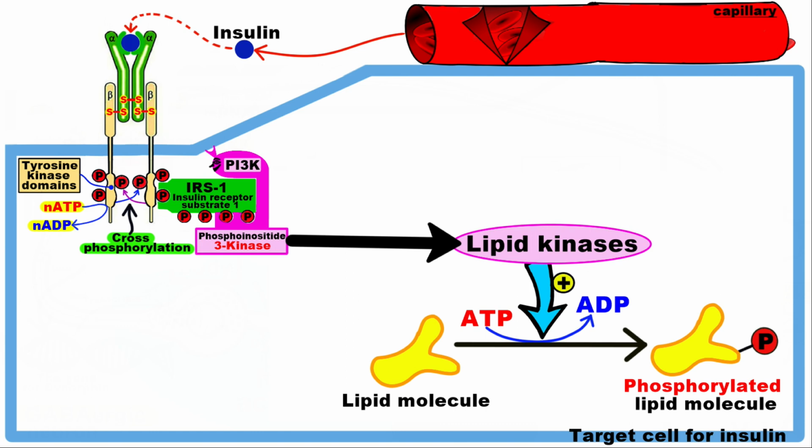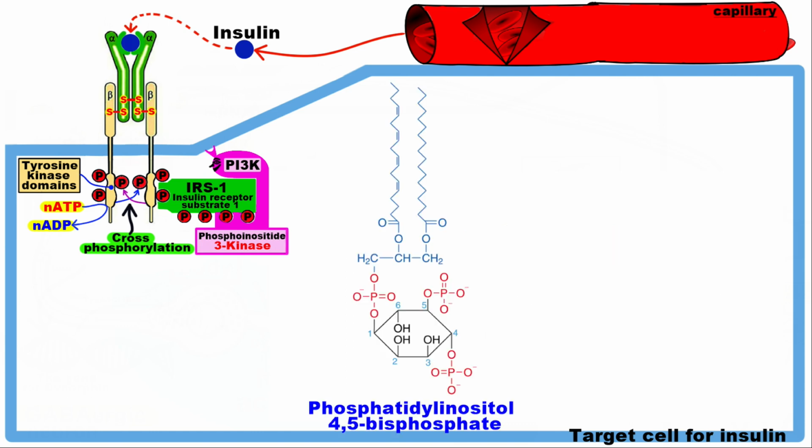In our case, this lipid molecule is called phosphatidylinositol 4,5-bisphosphate, or PIP2. PIP2 is located in the cell membrane. You can see it right here. PI3K phosphorylates PIP2. The addition of phosphate converts PIP2 to PIP3.